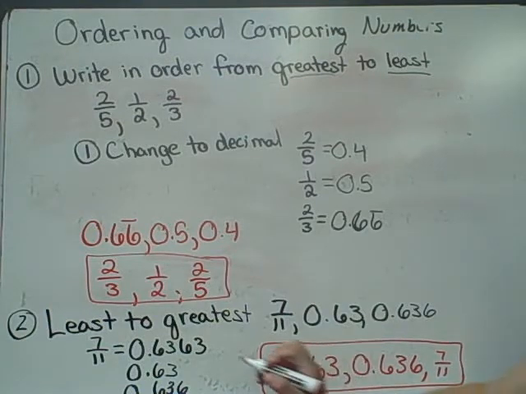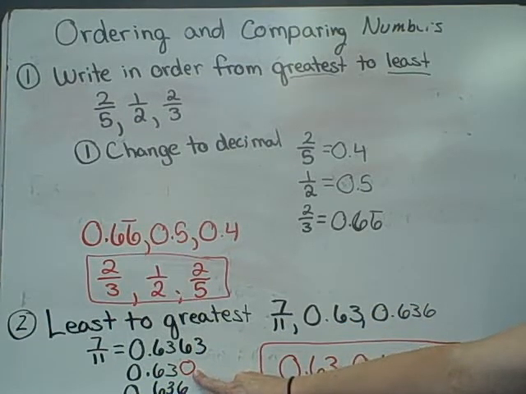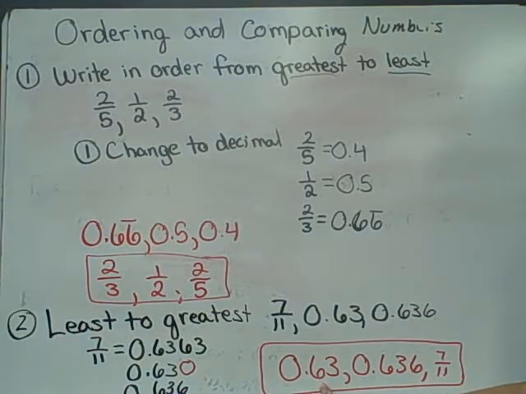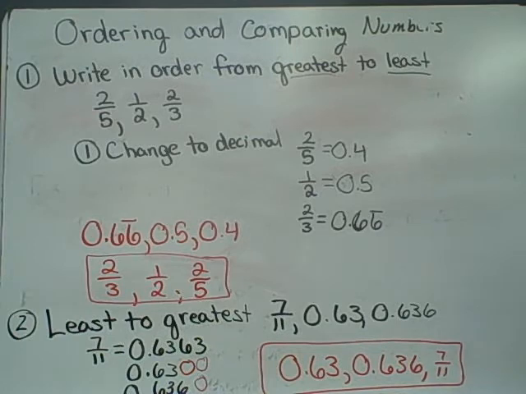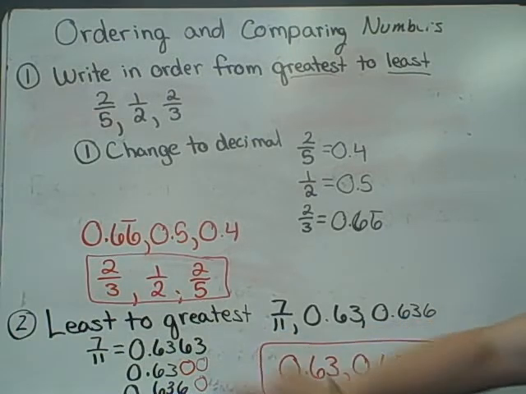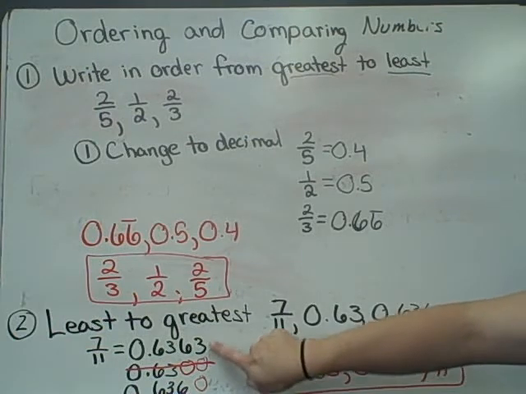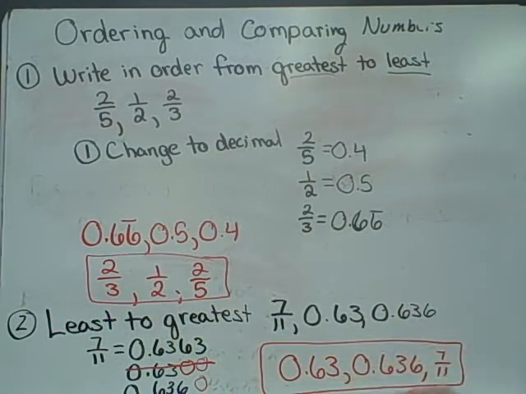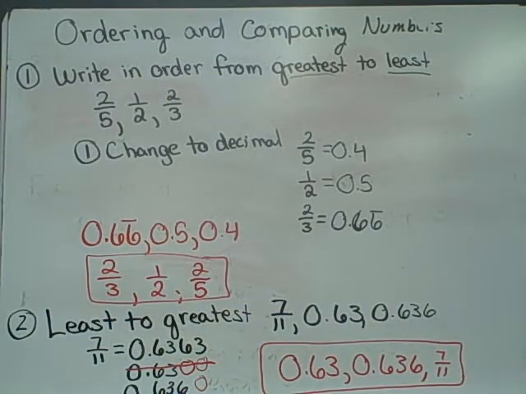If I look here, I can put a 0 placeholder right here to help me out. The smallest would be the one with the 0. So 0.63 is going to be my smallest. Again, we can add some 0 placeholders down there. So if we look at the next column, this one's gone. If we look at the next column, we see that 0 is less than 3. So 0.636 would go next. And then this one would be the biggest, which is 7/11.